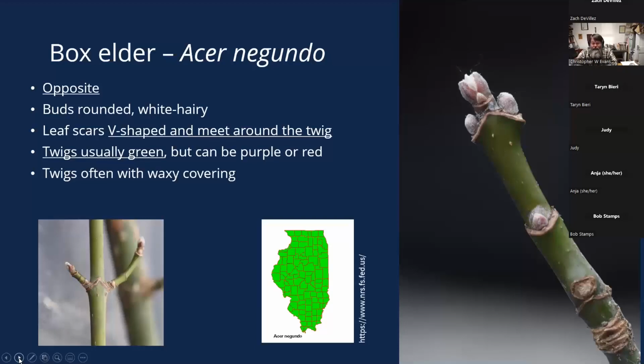The twigs are often kind of waxy too, so they're not hairy. You can rub off kind of this waxy covering on them that'll rub off in your hands and give you this kind of coat. So that's another way to identify it. Of course, box elders are found all throughout Illinois in every county.